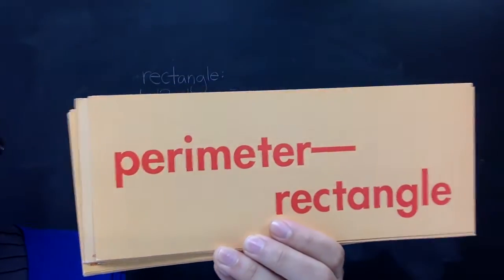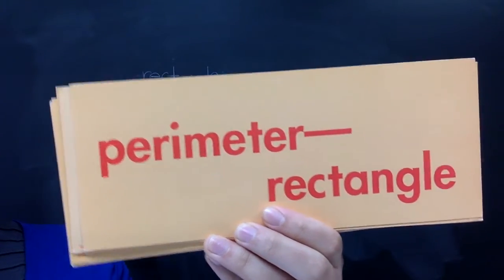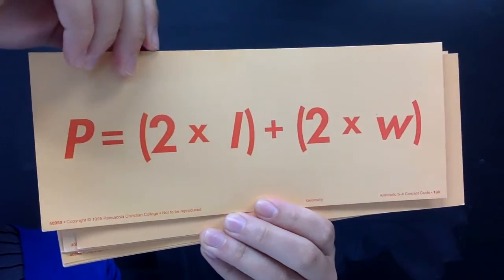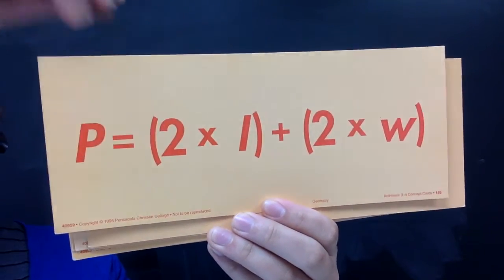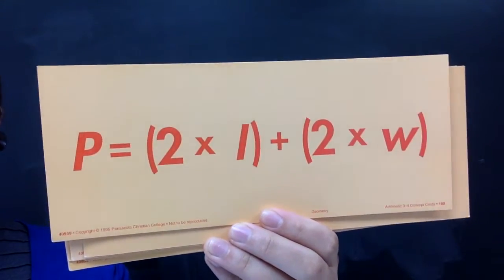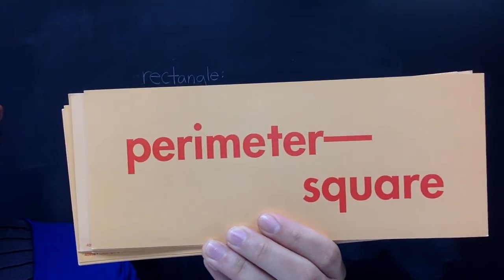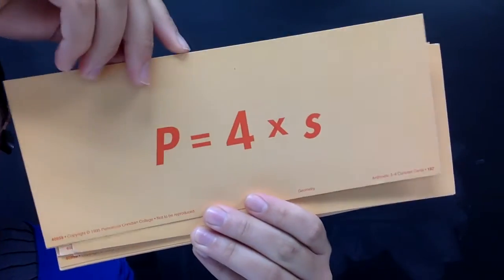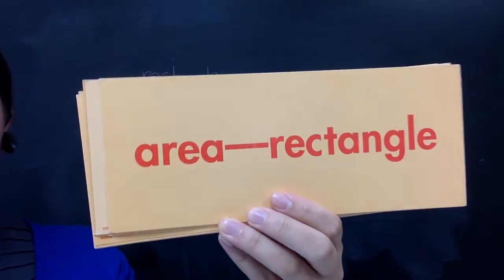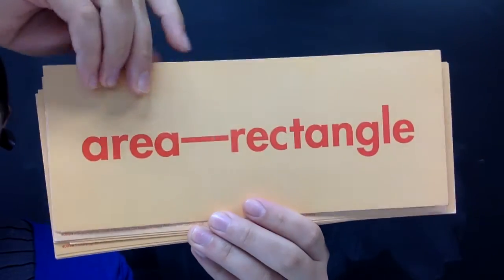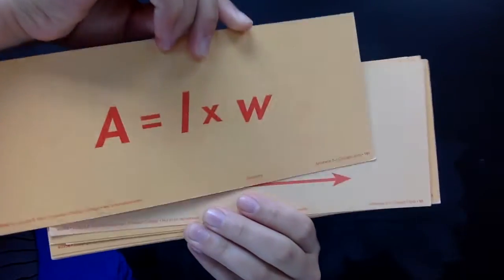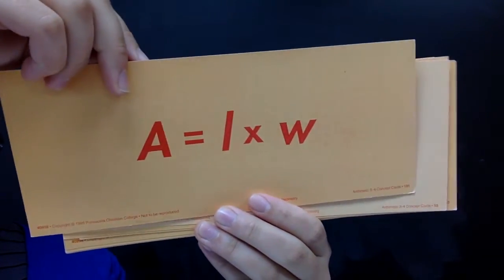Freezing point of water Fahrenheit. 32 degrees. What is the formula for the perimeter of a rectangle? P equals, in parentheses, 2 times L plus, in parentheses, 2 times W. For the perimeter of a square, what is the formula? P equals 4 times S. Formula for the area of a rectangle? A equals length times width.